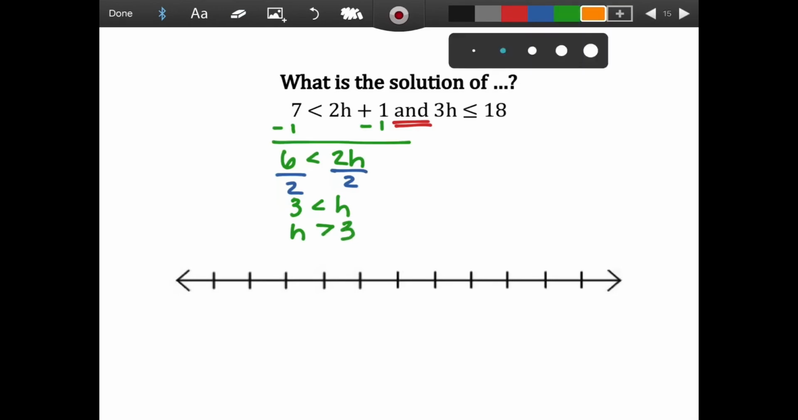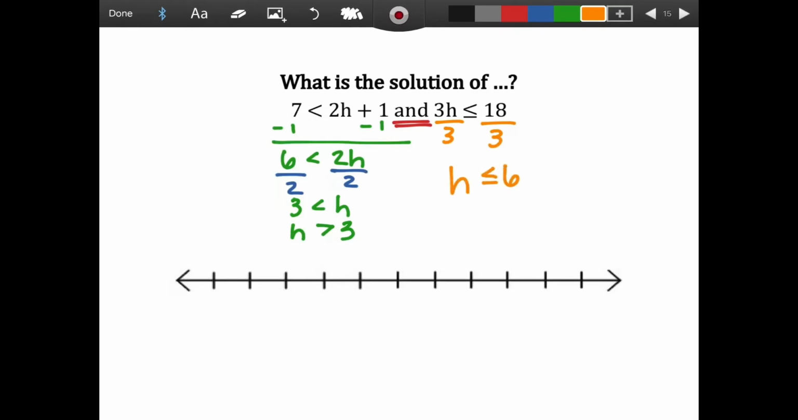For our second inequality, we have 3h is less than or equal to 18. To isolate h, we just divide both sides by 3, and we have h is less than or equal to 6. So all values of h greater than 3 and less than or equal to 6 are going to make both of these inequalities true.